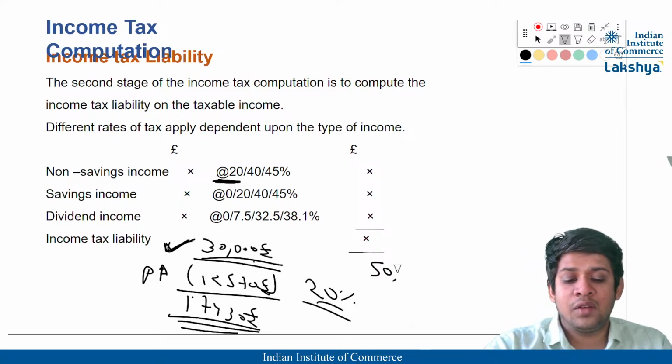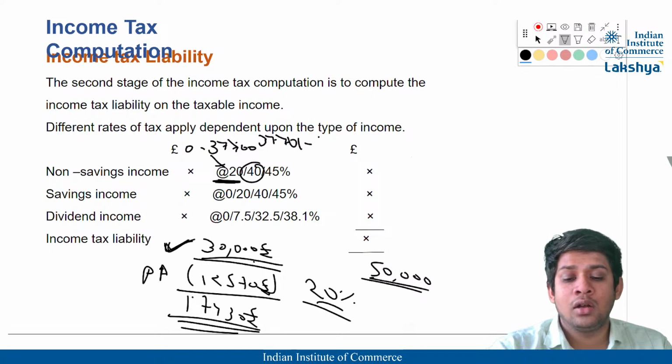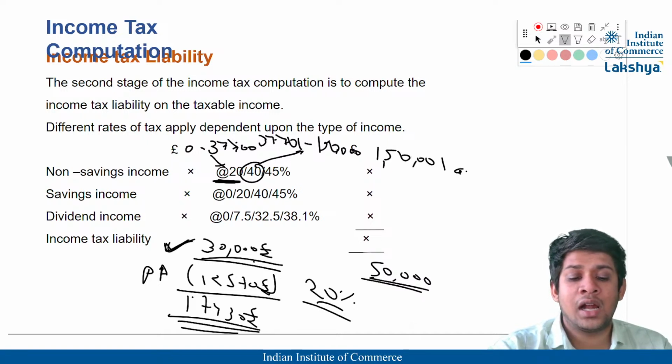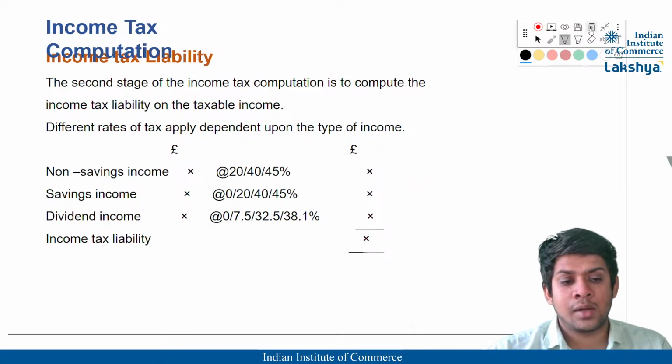If my income had been 50,000, then in such a case 40% will be charged, because from 0 to 37,700, 20% will be charged. From 37,701 to 150,000, 40% is charged, and from 150,001 and above, 45% tax is charged on my non-savings income.